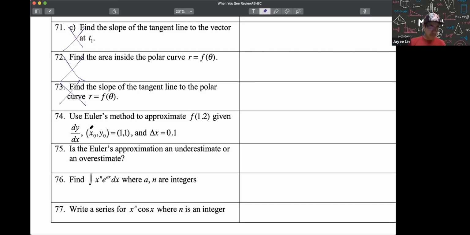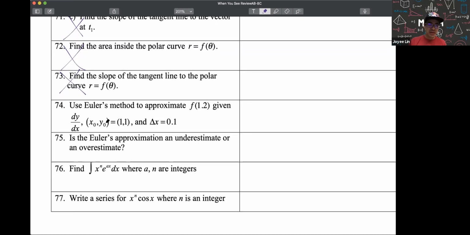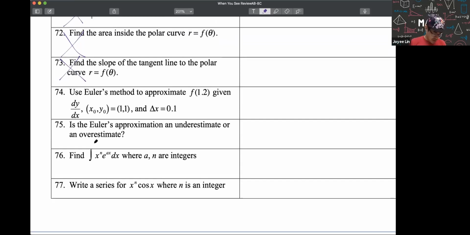Does anybody need me to redo Euler's method? It's going to be hard to do it on here. I'll do it on a separate problem. I don't think you need to know if Euler's estimate is an over or underestimate. I don't think that's necessary. What do you do for 76?